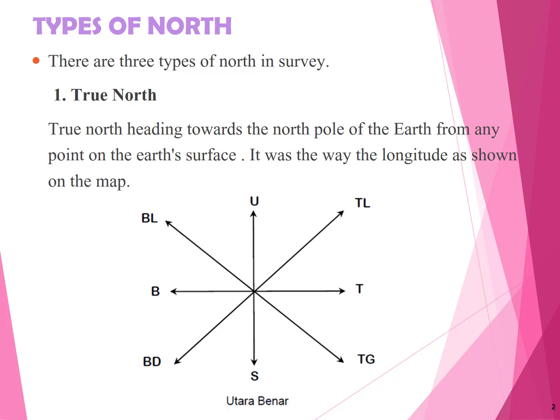Types of north. There are three types of north in survey. First, true north. True north is heading towards the north pole of the earth from any point on the earth's surface. It is the way the longitude is shown on the map.